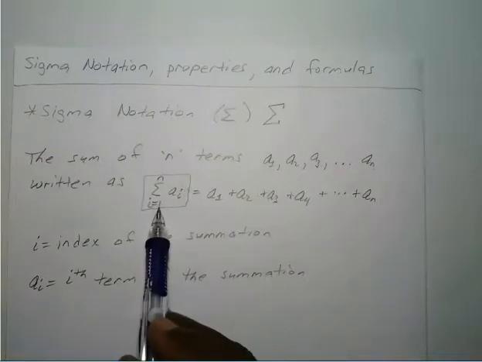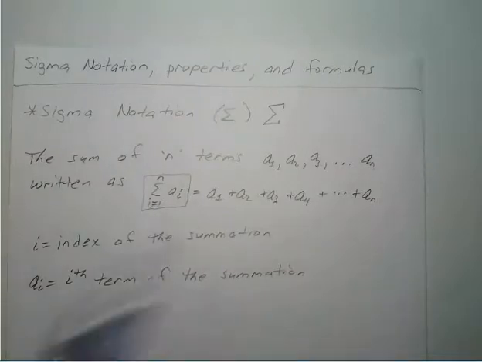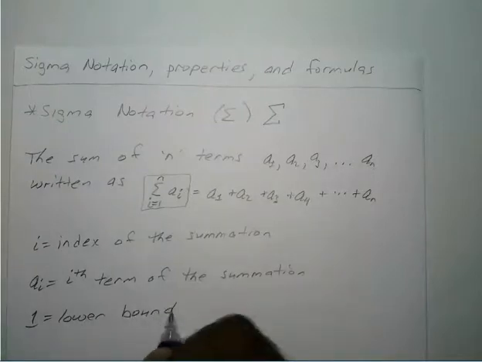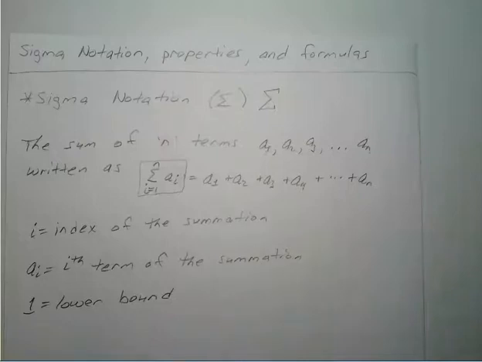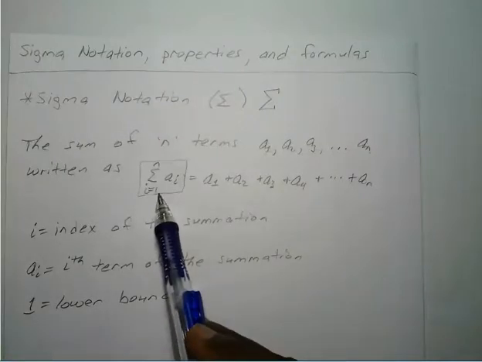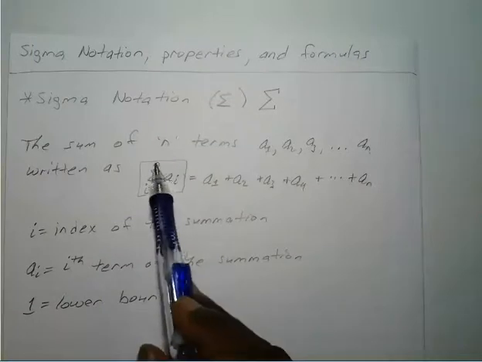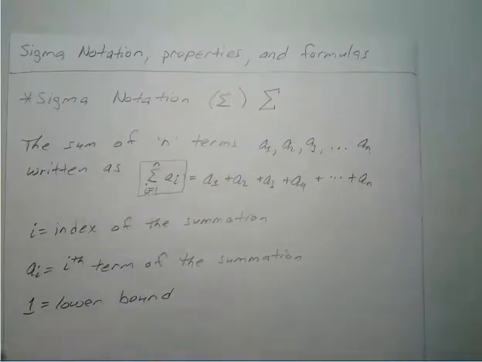Okay, now in this case, your 1 is your lower bound. And again, that value can change. You can start at 1. You may have some where you may start at 5. You may have some where you start at 20 and go to whatever your upper bound is. And that n is your upper bound.